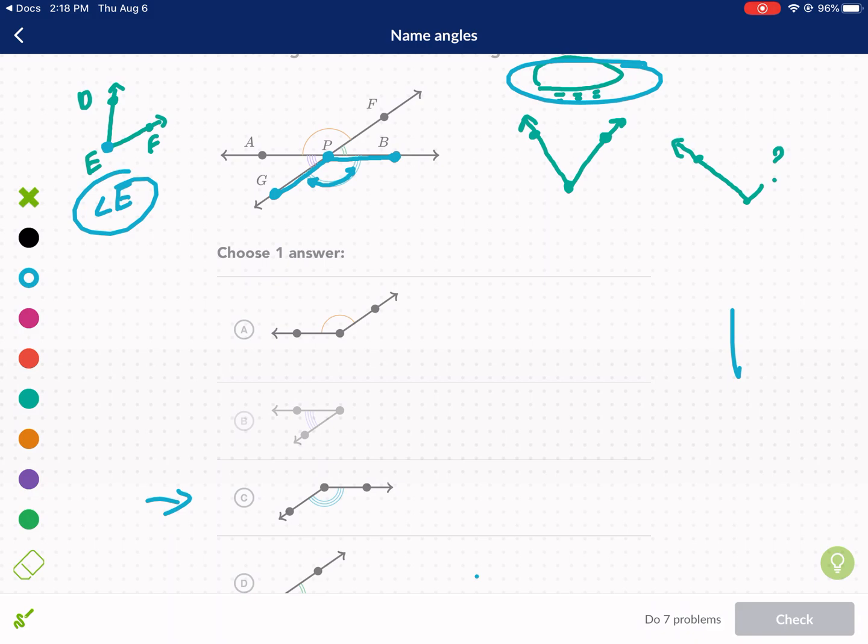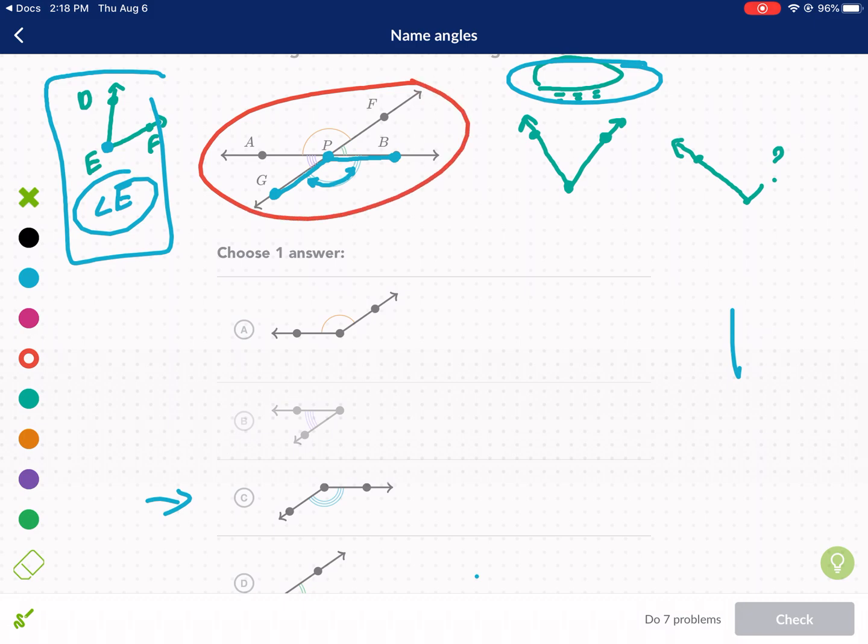Now, there's a reason why I mentioned this over here, that you can use 1 letter when it's not ambiguous. In this situation, it is ambiguous. We can't just call an angle P. We can't call any of these angles P because that could be referring to this angle, it could be referring to this angle, it could be referring to this angle, because they all share a vertex of P.